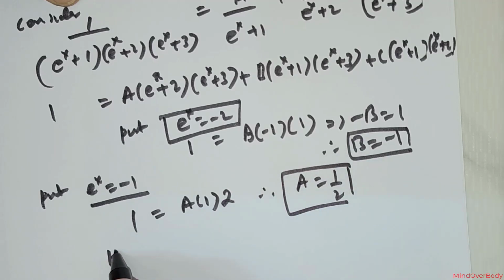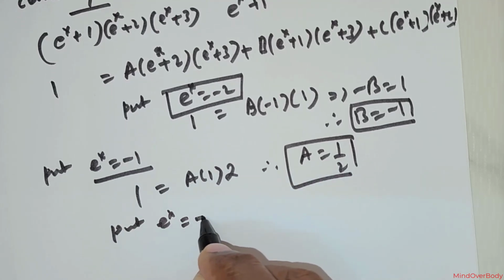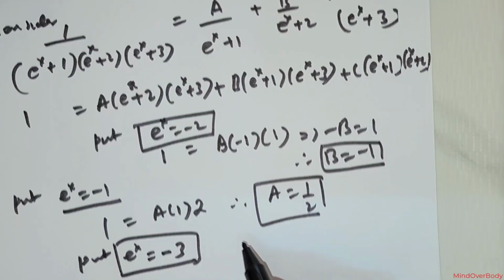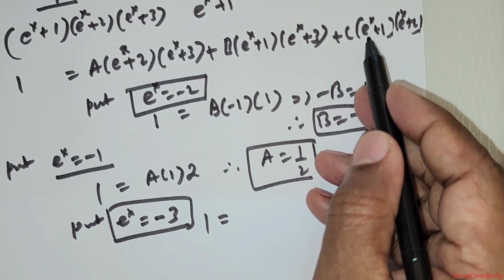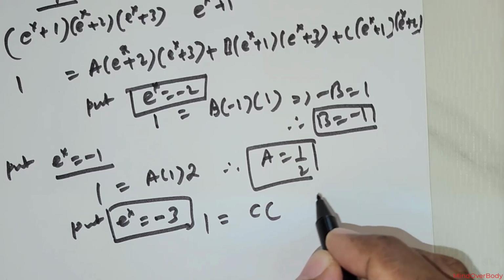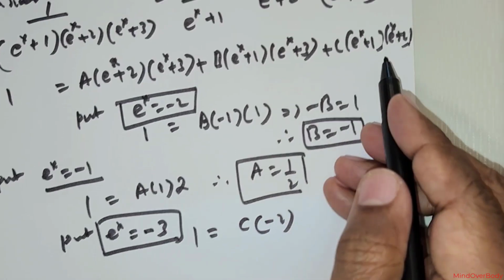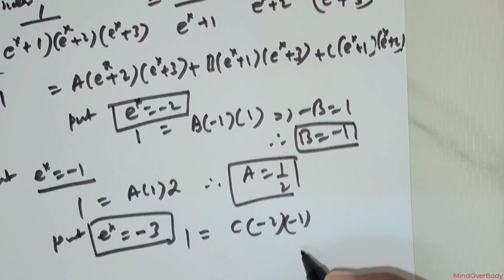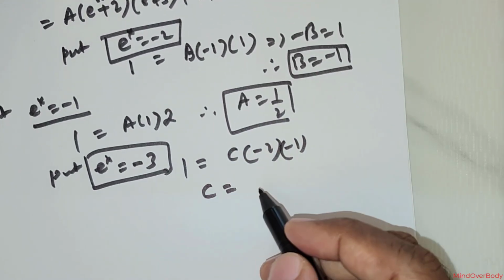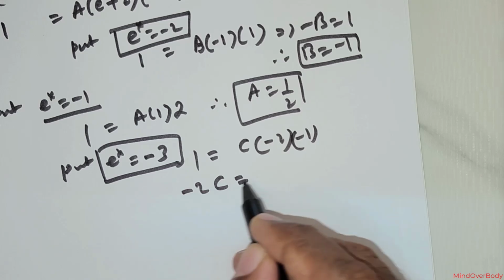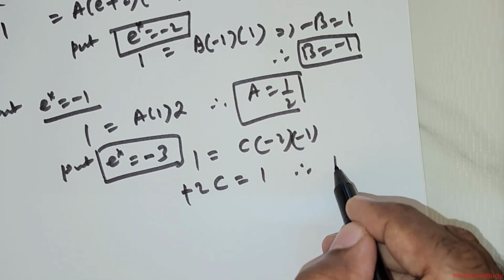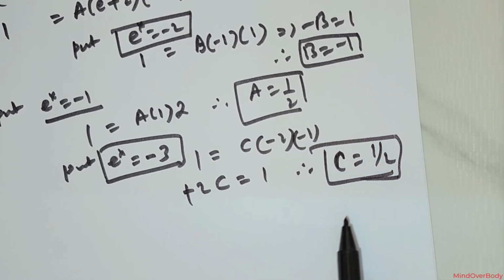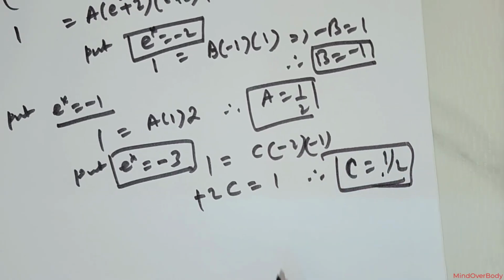Next you take e raised to power of x to be negative 3. Now this will vanish, and this will be retained. So you have negative 3, that's going to be c of negative 3 added with 2, that's going to be negative 1. So therefore you have c is equal to, or I would say negative 2 is equal to negative 1, therefore c is equal to 1 over 2. So this is what you've got. You got two positive values, 1 over 2, 1 over 2, and 1 negative value.